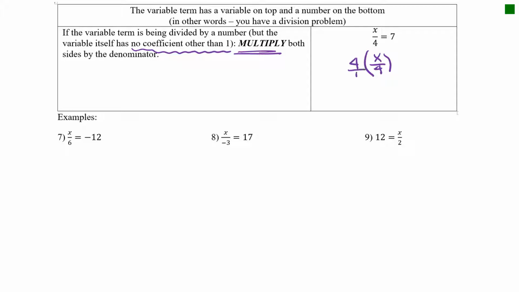Because this is really 4 over 1, and those 4's cancel, right? Over here where I have 7, I'm also going to multiply by 4. So over here I get x. This side is 28.